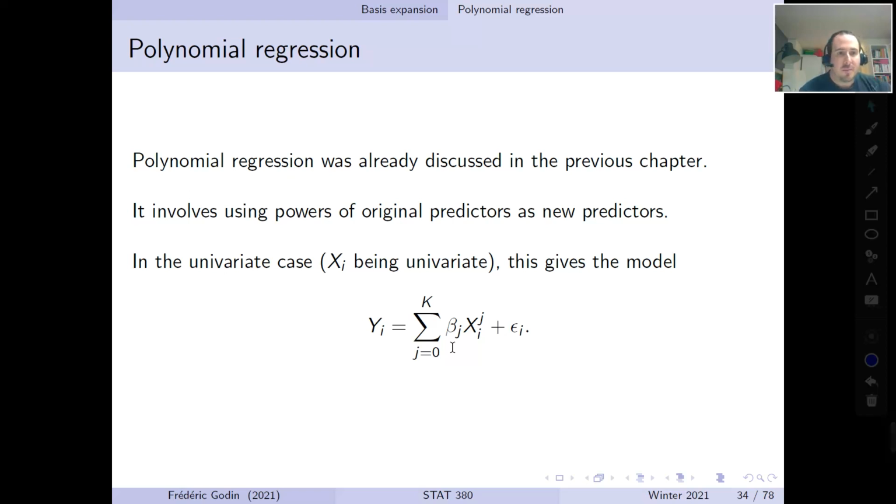Okay, so polynomial regression was already discussed in the previous chapters. This entails taking a predictor, x, and then building new predictors, which are x, x squared, x cubed, x to the power 4, etc., until x to the power capital K for some given integer capital K. So let's say you have a single original predictor xi, so xi is univariate, then your model becomes yi is the linear combination of the xi to the j, where j starts at 0. When j is 0, it's just the intercept beta 0 times 1, up until a monomial of order K, plus a noise term. Okay, so this is the polynomial regression model.